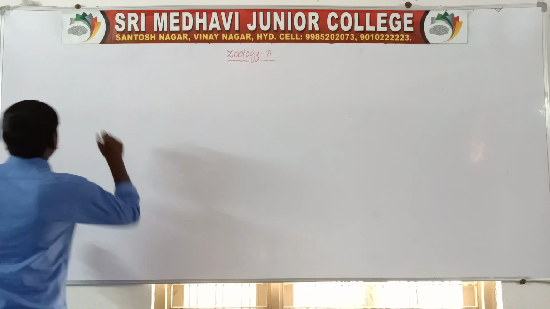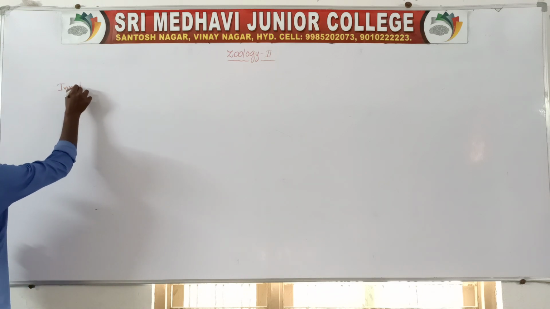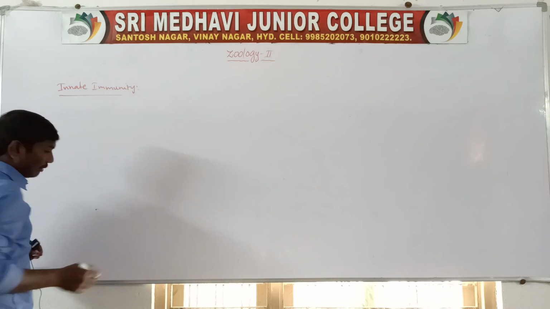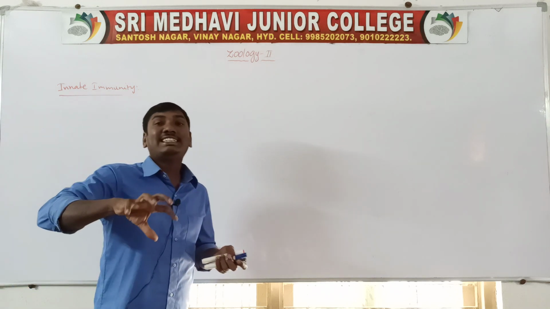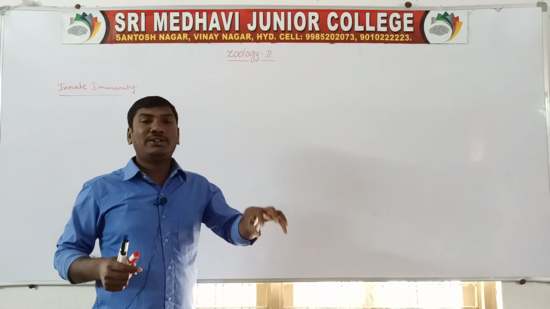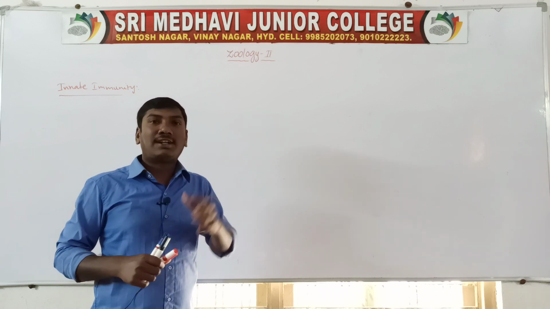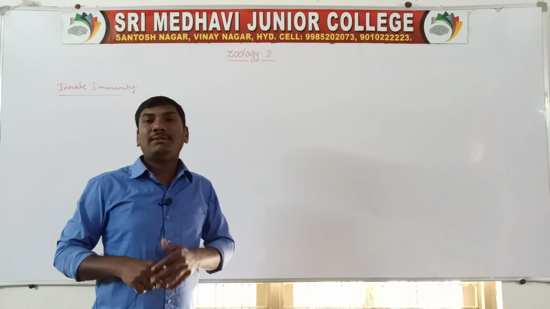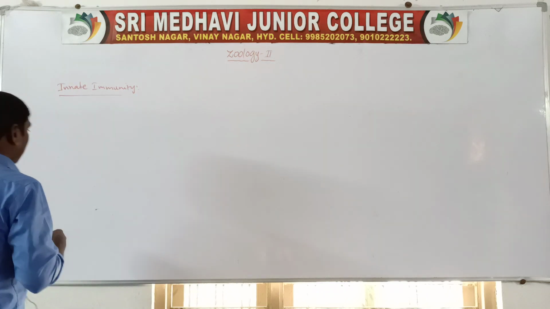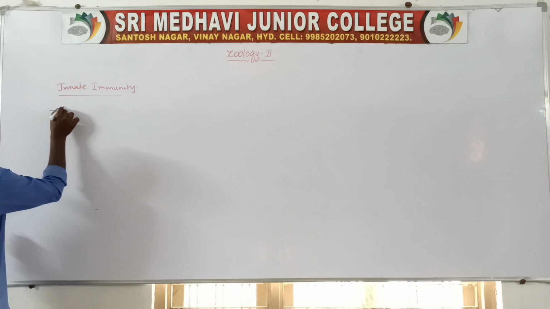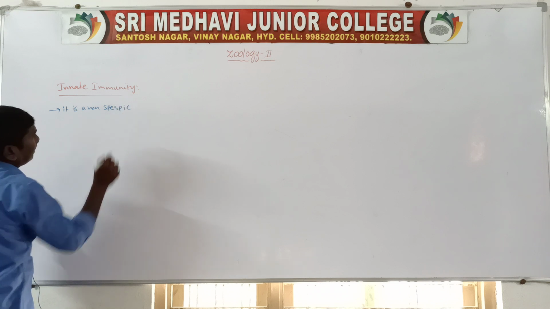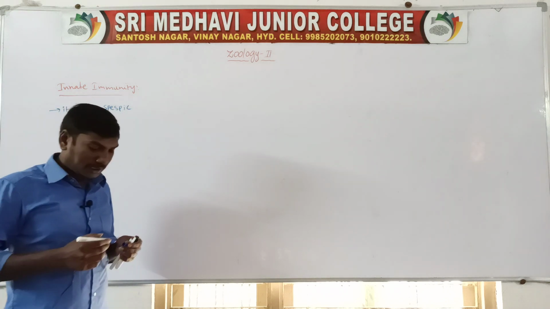First one, innate immunity. Innate immunity means the defense of the immune system present from birth. All living organisms have this immune system from birth, so it is called innate immunity. It is a non-specific immunity.